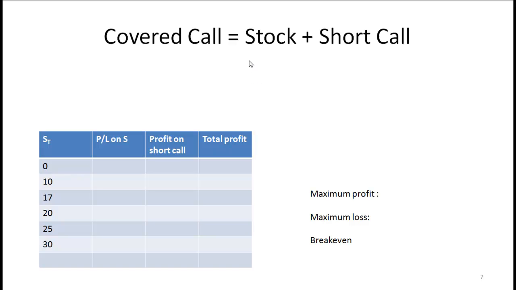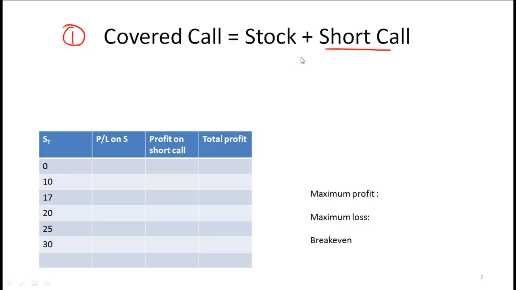Now let's talk about the covered call. The first point that you need to understand about the covered call is that it is a stock plus a short call. We have already talked about a short call. This is where you have sold a call option, and we talked about this being extremely risky because there is no limit on how much you can lose. But when we combine it with a stock, then actually this is quite a useful little combination. So let's see how this works.